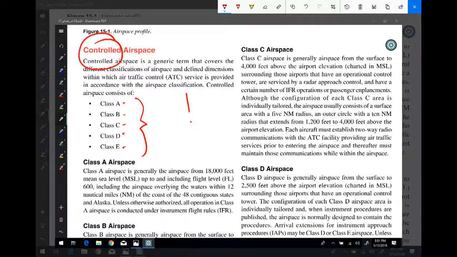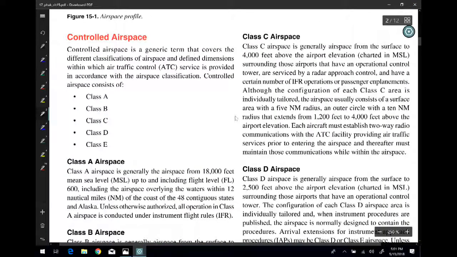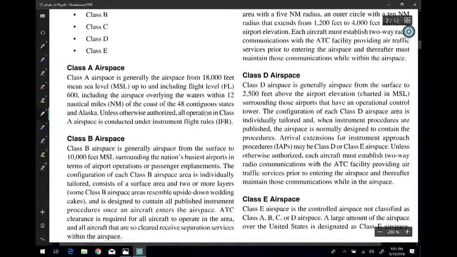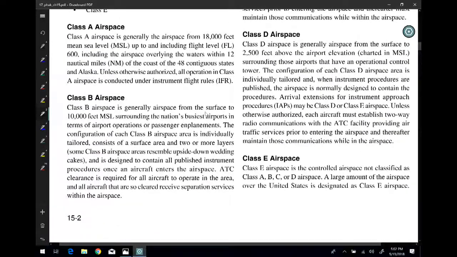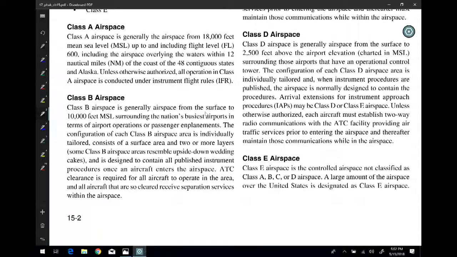So when we look at this, Class Alpha airspace, that is that airspace that is going to be for IFR traffic. That airspace is going to be here from 18,000 feet MSL up to and including 60,000 feet, or flight level 600. Remember, we start referring to flight levels when we get to 18,000 feet. So flight level 180 is 18,000 feet. We do not say flight level 170 because that's below 18,000 feet. We would just say 17,000 feet. So that class airspace is there.